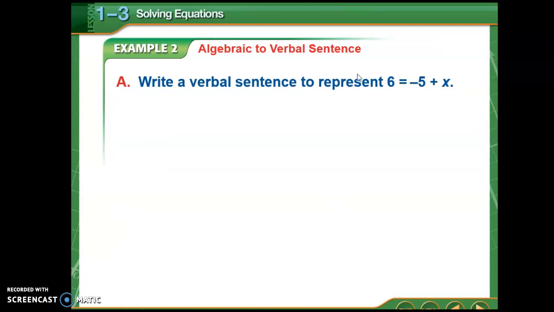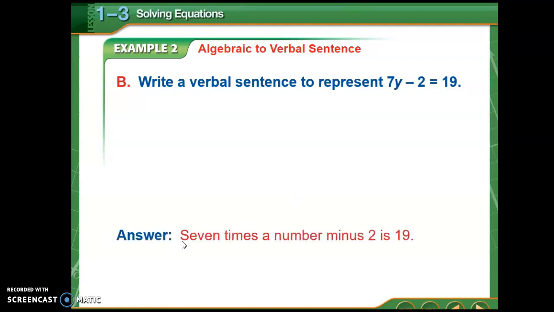This time we're going to do the other way around. You're given the numbers and symbols, and we're going to convert this into words. So that's going to be 6 is equal to negative 5 plus a number. Another example, 7y minus 2 equals 19. Convert this into words. Our answer is going to be 7 times a number minus 2 is 19.